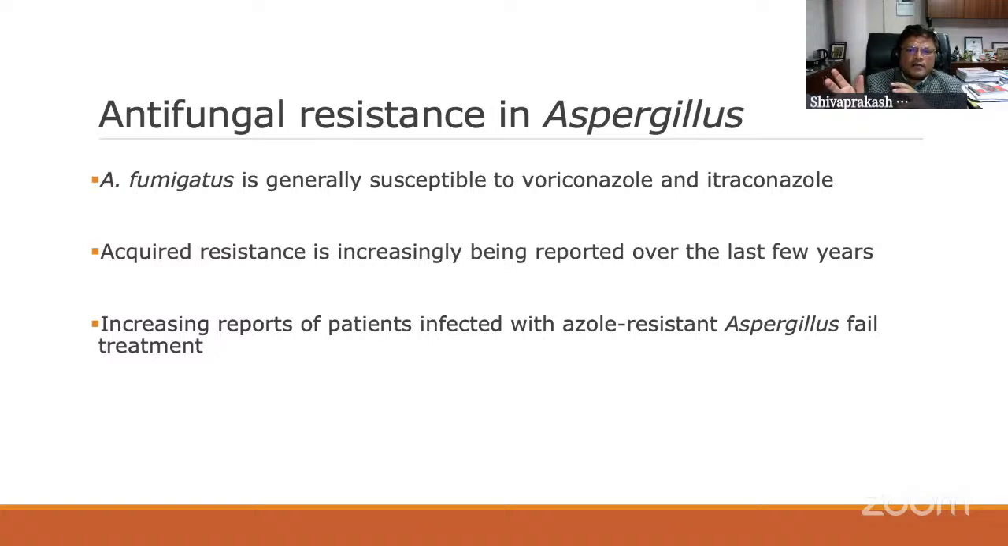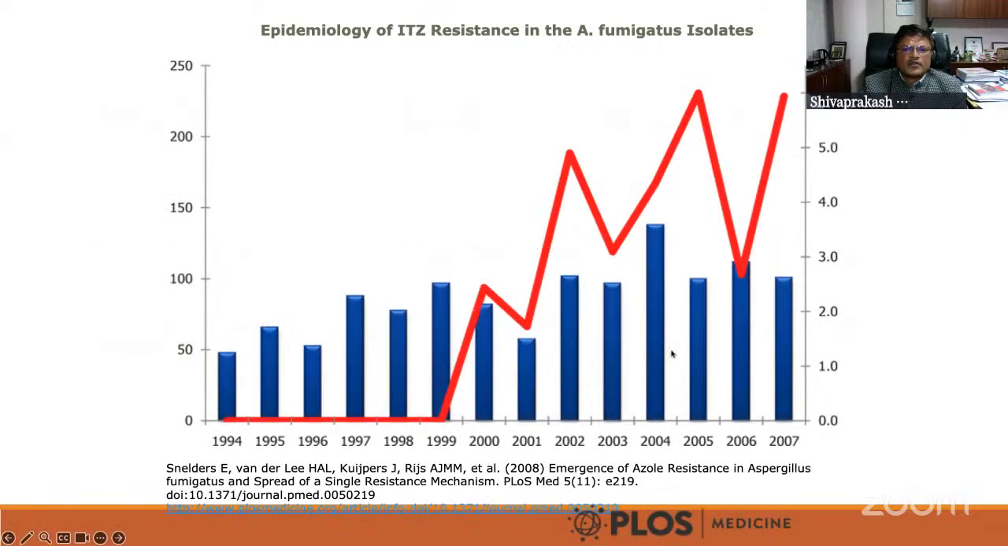Itraconazole, as I said, will mainly be used in chronic pulmonary aspergillosis if you need long-term therapy, as well as in allergic disease, AFRS and all. Voriconazole is used for invasive pulmonary, as well as other disseminated invasive aspergillosis. And nowadays we are seeing a lot of problems with Aspergillus resistance. Here you can see the first study, done in the UK, showing itraconazole-resistant Aspergillus fumigatus.